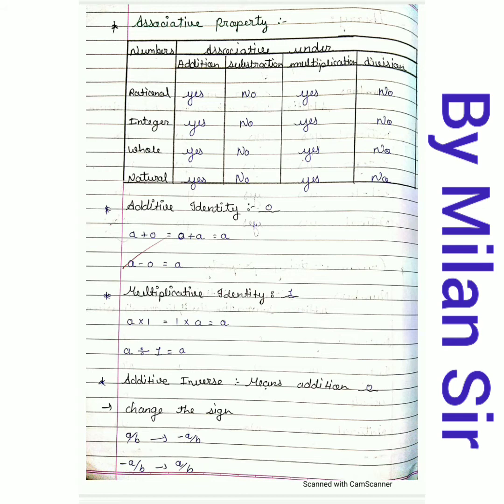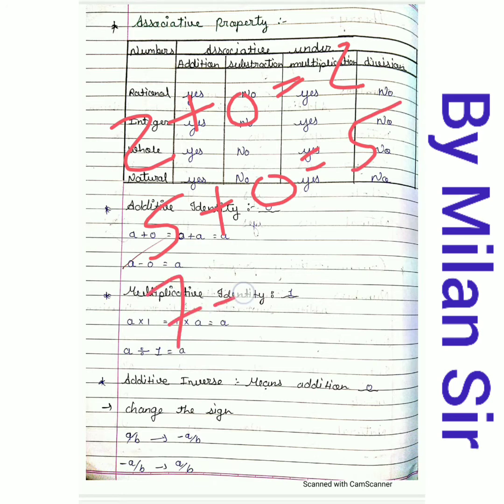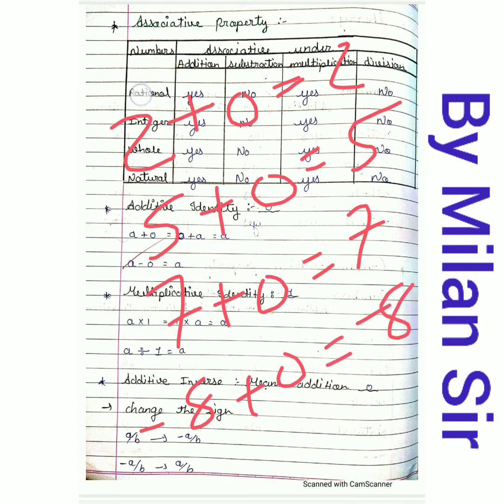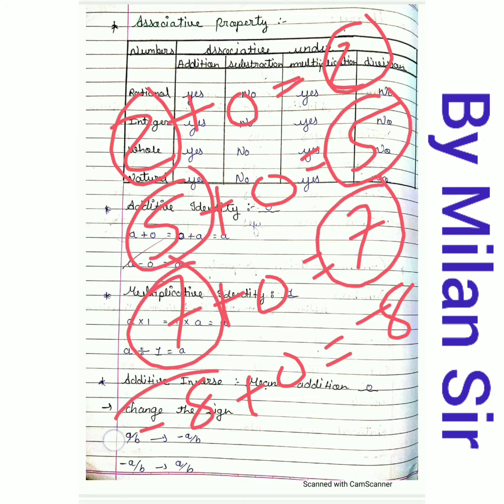That means if we take some number 2, what number if I add with 2, then I get the same answer, that means 2. If I add 2 plus 0, then I get the same answer. If I add 0 to 5, I get 5. 7 plus 0 is 7. Minus 8 plus 0 is minus 8, right? So if we take 2, we get 2. If we take 5, our answer is 5. If we take 7, it is 7. If we take minus 8, the answer is minus 8.